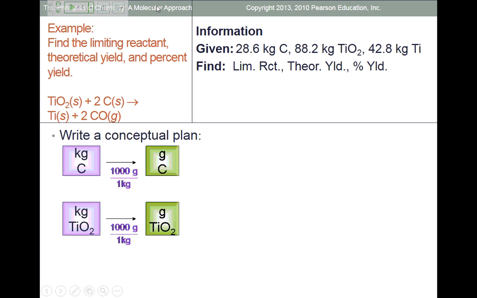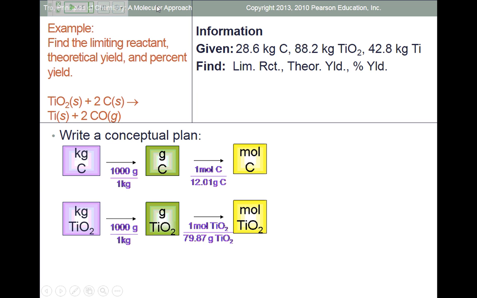Once we have our mass in grams, then we can use our relationship from our periodic table molar mass to convert to moles. For carbon solid, that's just going to be 12.01 grams per mole, because carbon's in its elemental form. But for TiO2, we have to calculate its molar mass, and you should be able to do that at this point. Looking at the periodic table, we calculate it to be 79.87 grams per mole. I'm not going to always be calculating the molar mass over and over again. At this point, you should be able to do it.